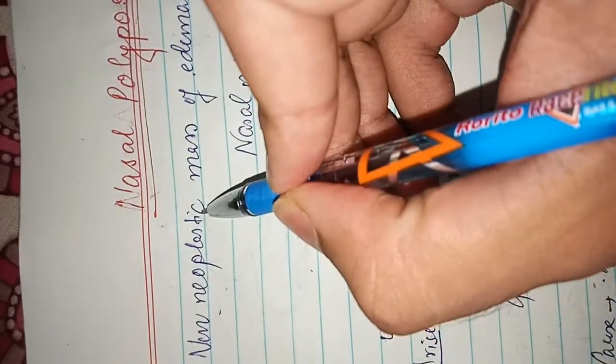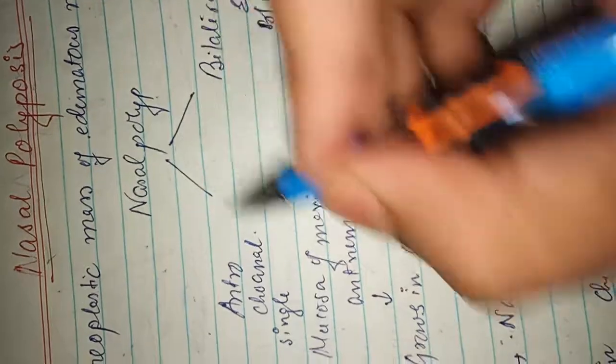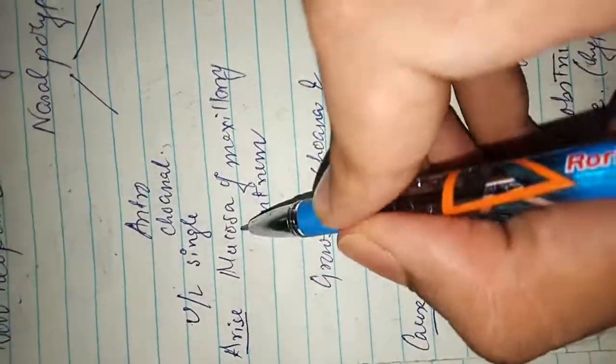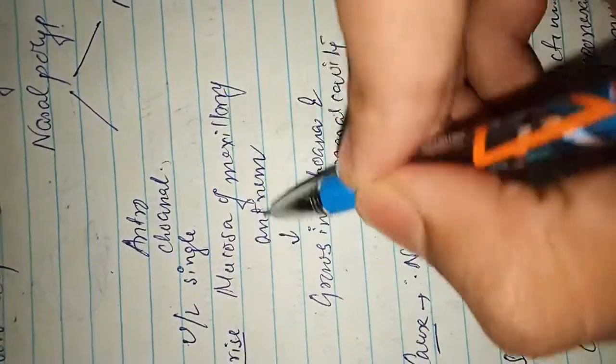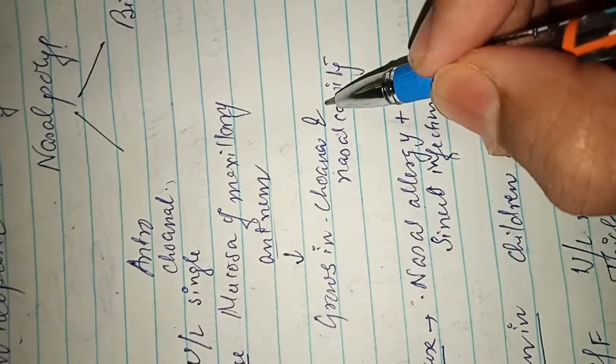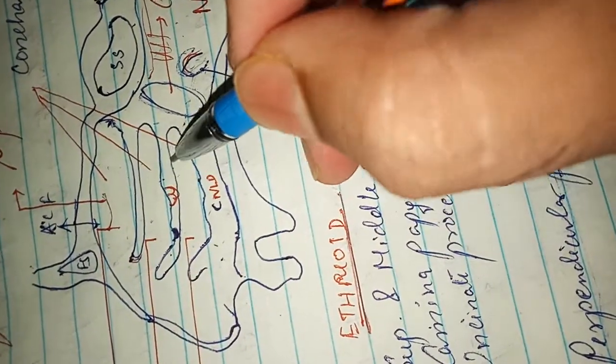Nasal polyp is a non-neoplastic mass of edematous nasal mucosa. Nasal polyp is basically of two types, antrochoanal polyp and bilateral ethmoidal polyp. Antrochoanal means it arises from the mucosa of the maxillary antrum and it grows into the choana, that is the posterior side of the nasal cavity. So this one was the choana. So it arises from the maxillary antrum.